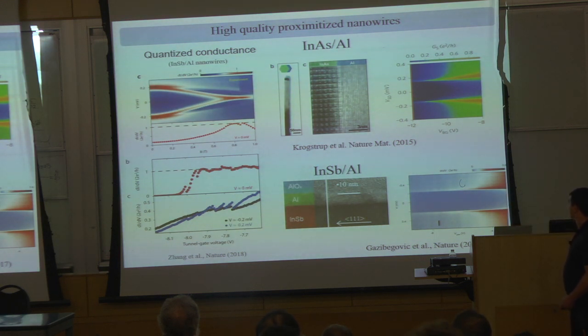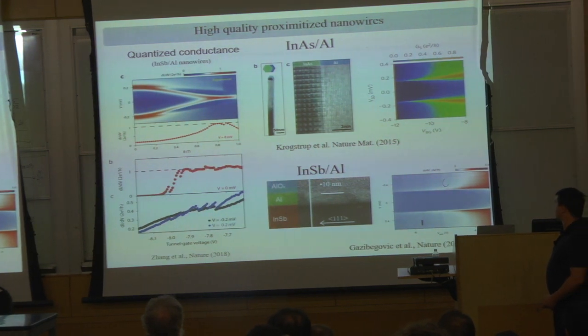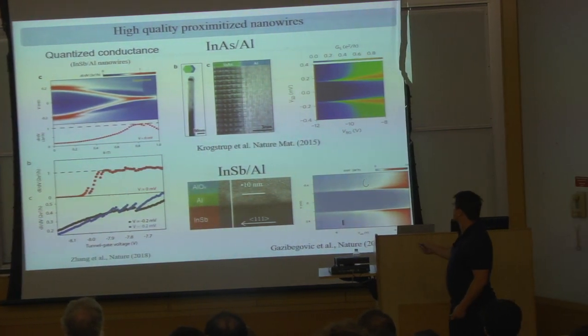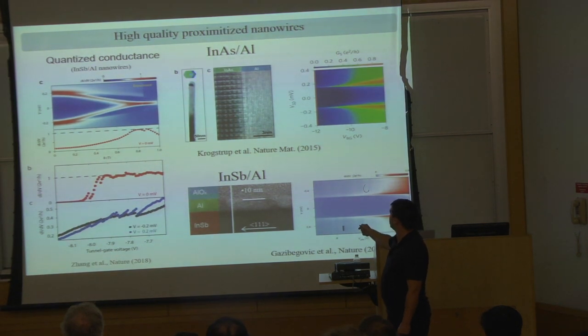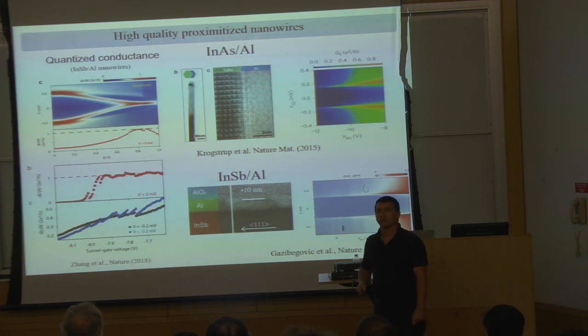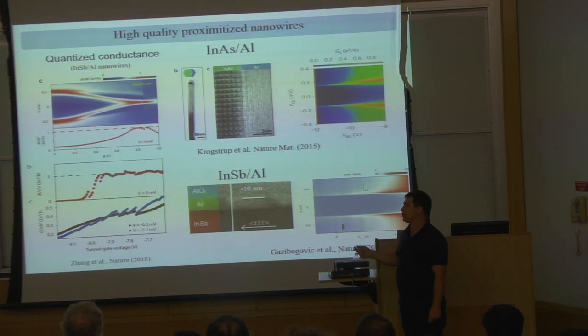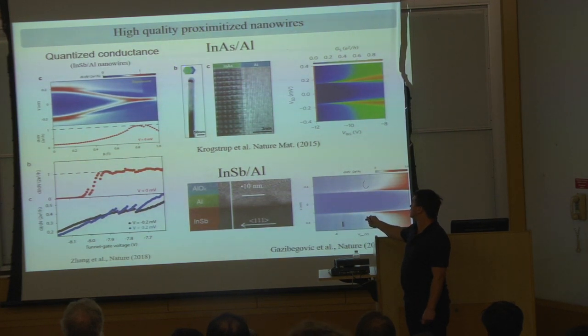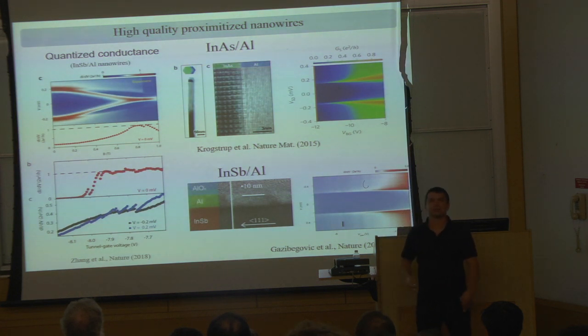Okay, so so far I was talking about systems in which aluminum is only deposited over two facets of these hexagonal nanowires. And the reason it's done this way is because we would like to tune density, and so therefore we would like to apply electric field from the opposite side, because aluminum screens the electric field.